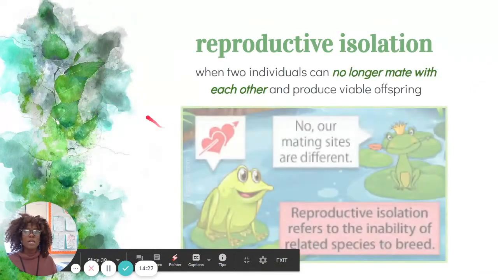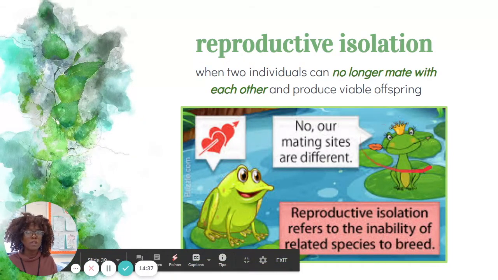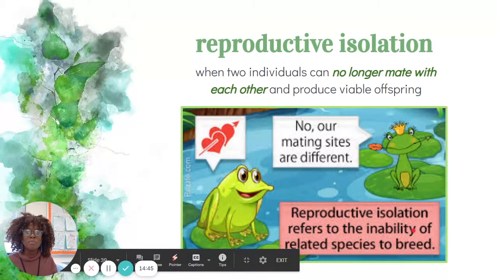Okay, reproductive isolation happens when there are two individuals that can no longer mate with each other and produce viable offspring. So for example, this frog is over here and this one's over here. This frog is like, I'm ready to mate. And this one's like, no, our mating sites are different. Okay, so reproductive isolation refers to the inability of related species to breed.